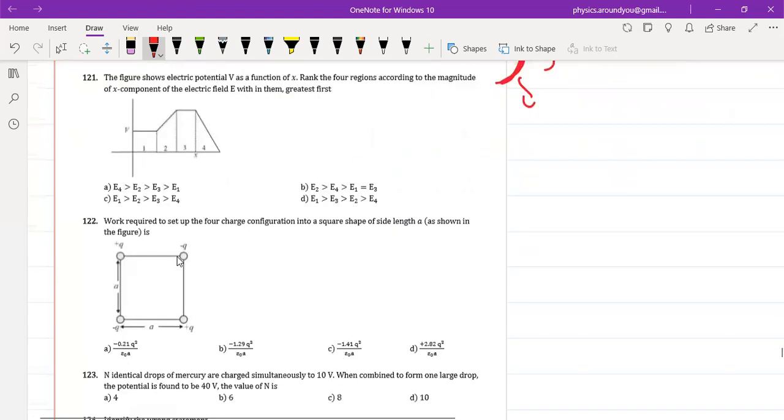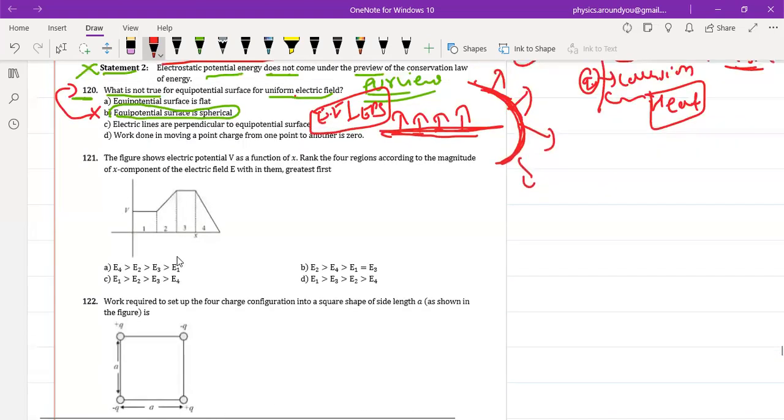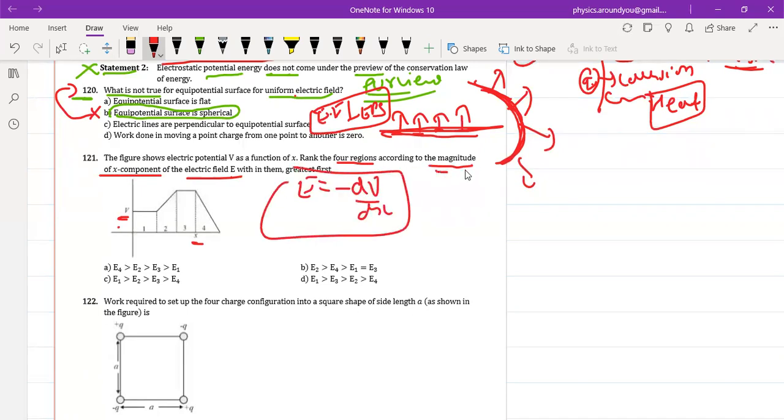Now going to 121. In 121, I need to rank the four regions according to the magnitude of the X component of the electric field. Given is V versus X. How do I relate E, V, and X? We know that E is minus dV by dx. Magnitude is needed, so I will use just dV by dx. What is dV by dx?